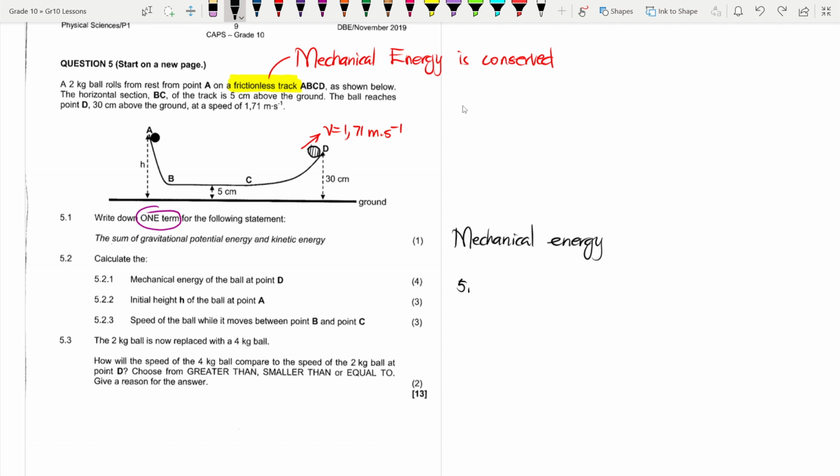For any question that you're asked to find mechanical energy, just make sure that your given data is in the SI units that we need. For example, if you check here, the distance is in centimeters. We can't use centimeters for this. So how do you convert that to meters?